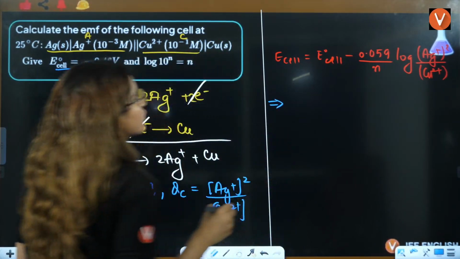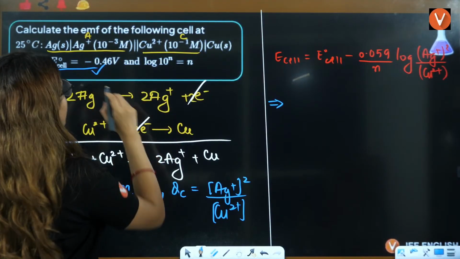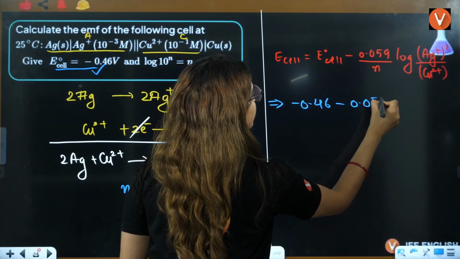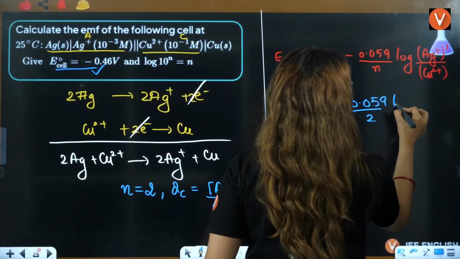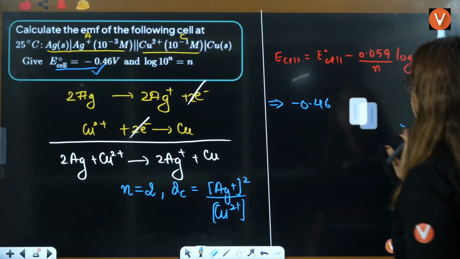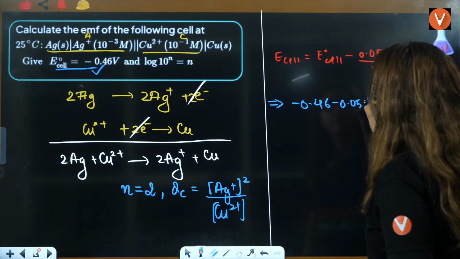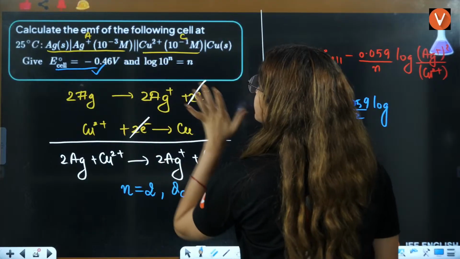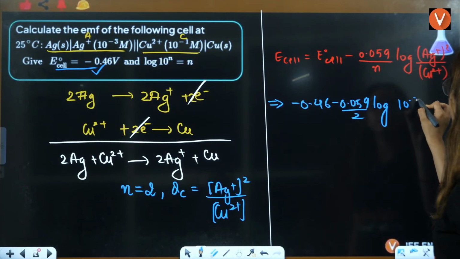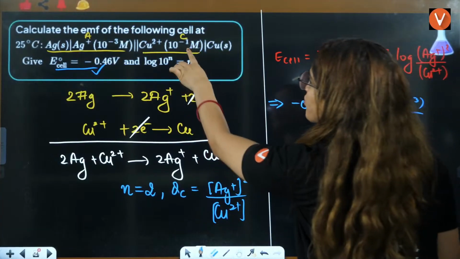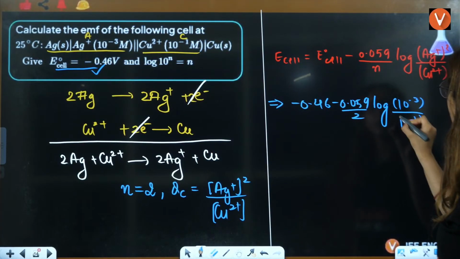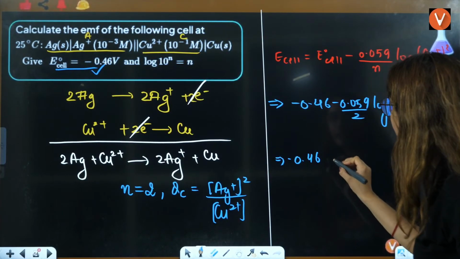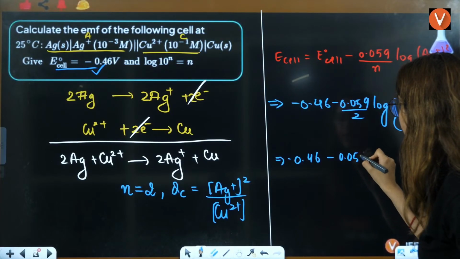When you put the values, E naught cell is minus 0.46 minus 0.059 divided by 2, log base 10 of Ag positive, which has 10 raised to power minus 3, and Cu2 positive, which has 10 raised to power minus 1. When you solve this, you will get your answer, guys, easily.